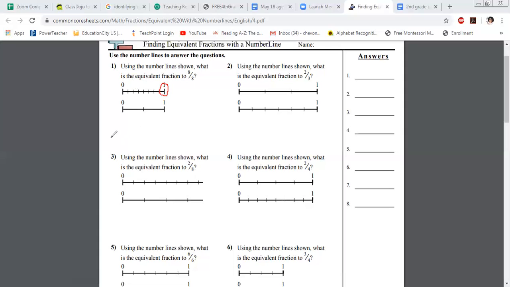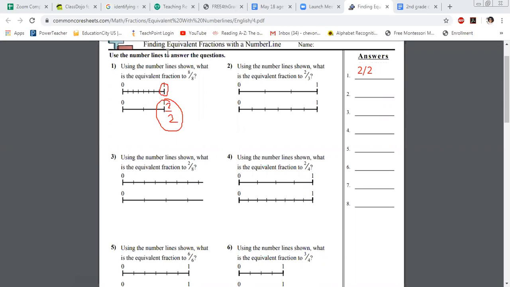Then if we take a look at the other fraction line, let's start our first jump. We have 1, 2. So these are going to be in halves. So here this is going to be 1/2, and here this is going to be 2/2. And this is the fraction that's equivalent with 8/8, the one that we circled. So our answer would be 2/2. Let me put that right here. So it'd be 2/2.